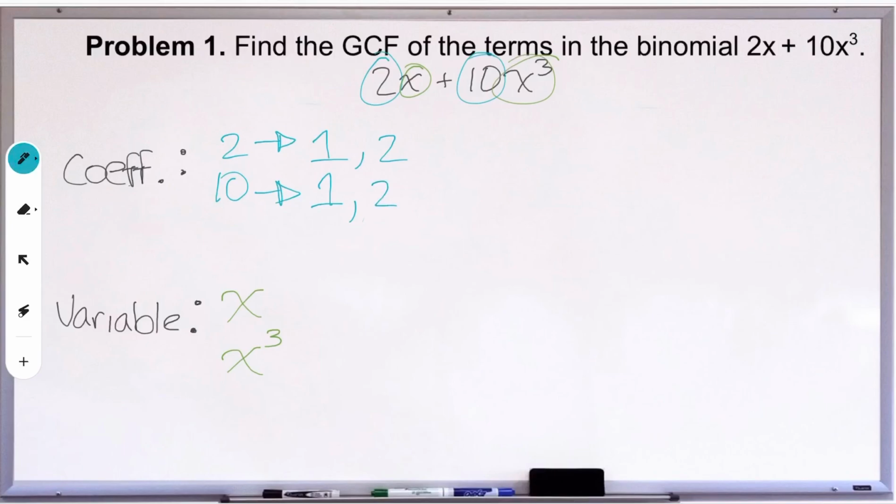Now down here with 10, 1 is a factor because 1 is a factor of every whole number. Then we have 2 because 10 is an even number. And we have 5 because 5 times 2 is 10. And of course, we have 10 because 10 is a factor of itself, because 1 times 10 is 10.